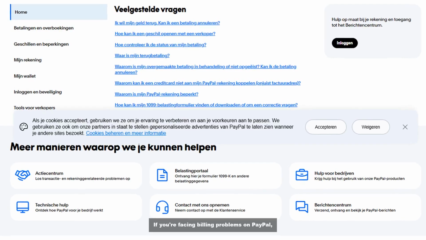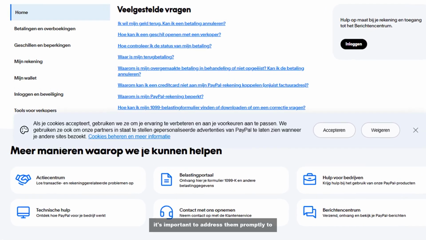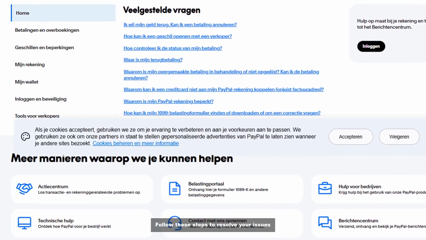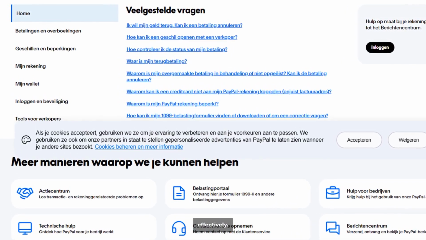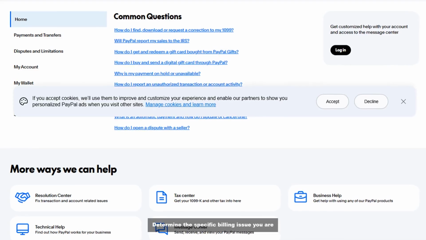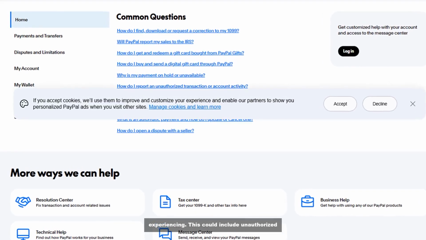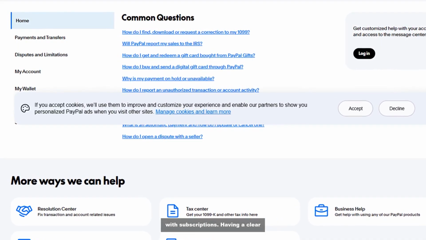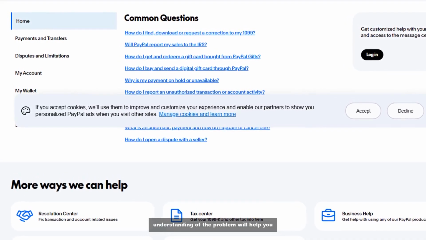If you're facing billing problems on PayPal, it's important to address them promptly to ensure your account remains in good standing. Follow these steps to resolve your issues effectively. Step 1. Identify the problem. Determine the specific billing issue you are experiencing. This could include unauthorized transactions, incorrect charges, or issues with subscriptions. Having a clear understanding of the problem will help you communicate it effectively.